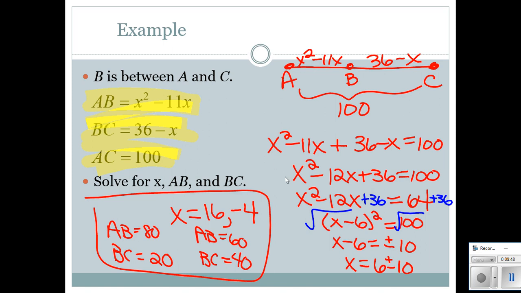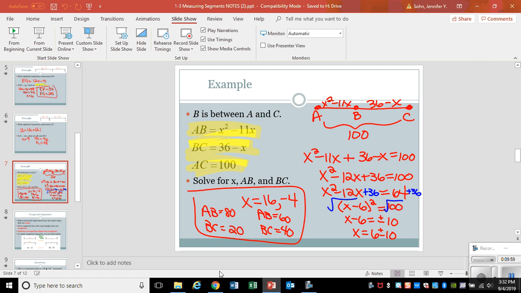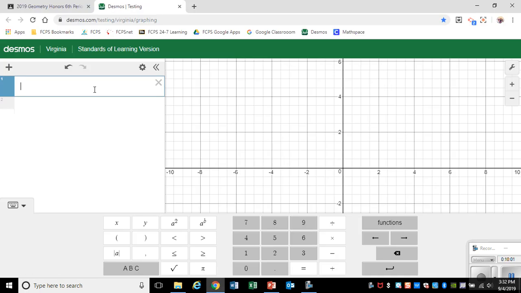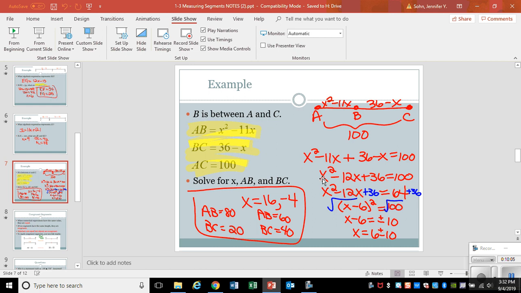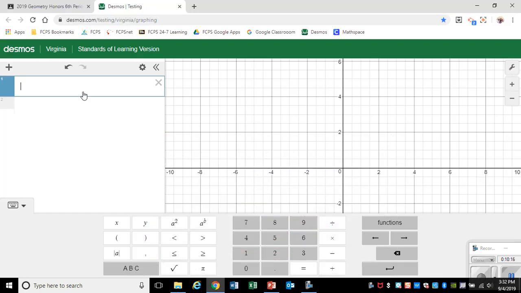I'm going to solve for x, right? This is quadratic. So you don't have to copy the rest here. What we're going to do is use Desmos. So right here, when you go to decimals, we're going to type this line right here. X squared minus 12x plus 36 equals 100. If you want, you can just type this too, alright? So let me show you, and then we can find x.